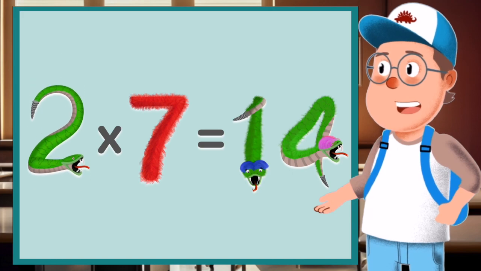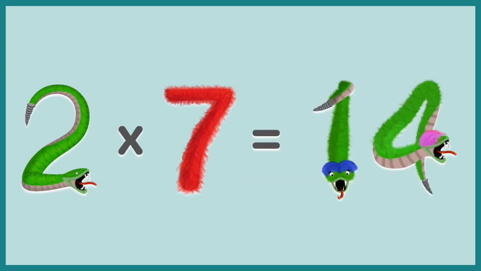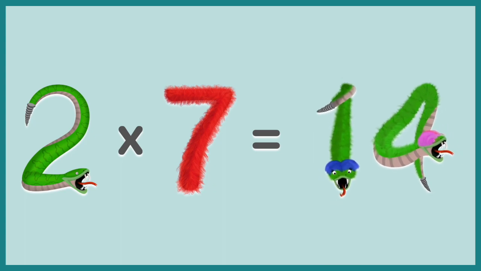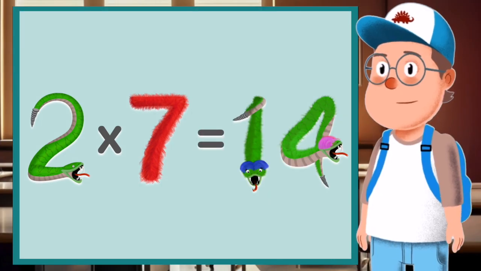Now, envision the number 2 as a snake again. But this time paired with the style Harry. Harry is associated with the number 7. The result? Hairy snakes with funny hairstyles. An easily memorable image for 2 times 7 equals 14.